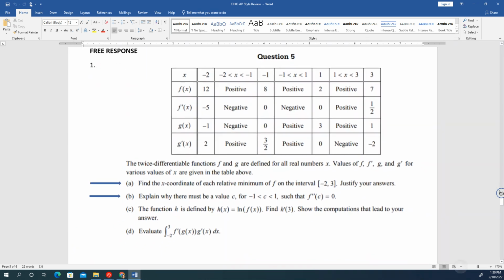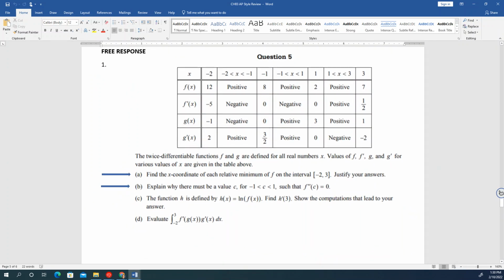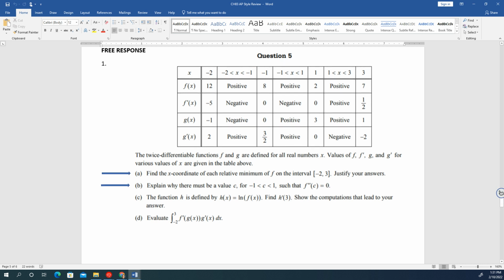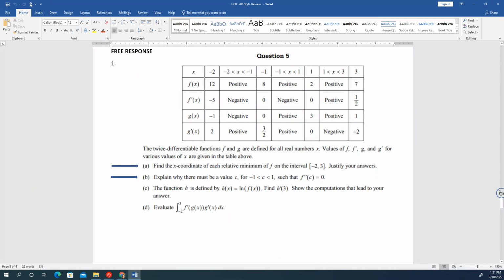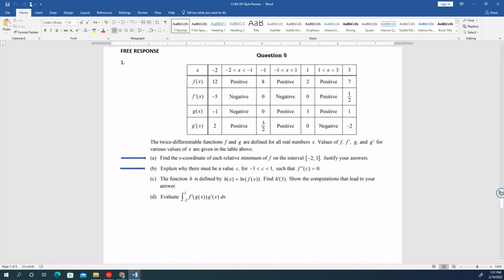Okay, let's try some FRQs. I don't remember which exam this one's from. So we are basically given this table here that gives us different outputs for 2 different functions, f and g. F and g are twice differentiable functions.